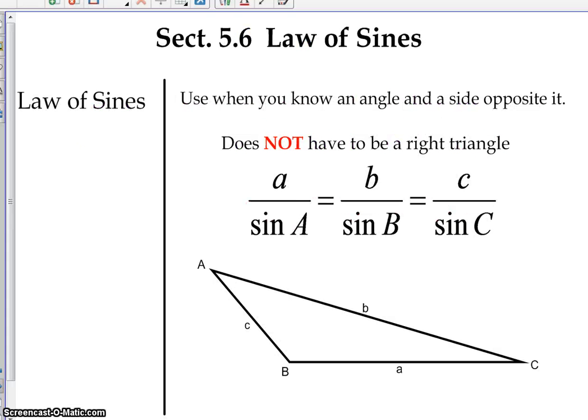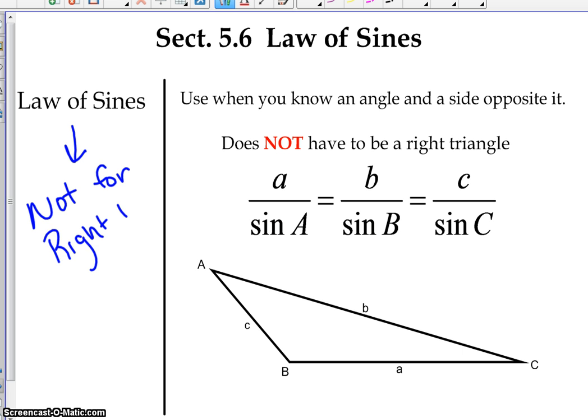So the big thing you need to know about law of sines is that we are no longer in right triangles. It's temporary, but law of sines is not for right triangles. It's much easier to use trig functions for right triangles. It is for non-right triangles. It would work in a right triangle, but there are easier ways in a right triangle.